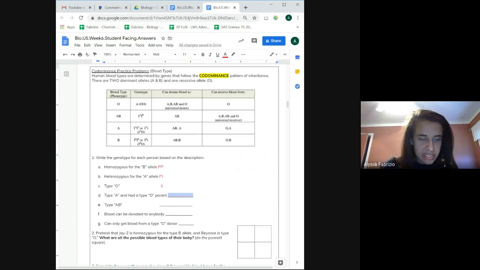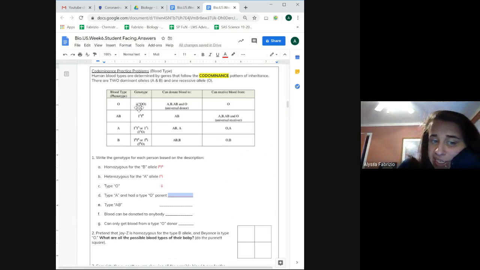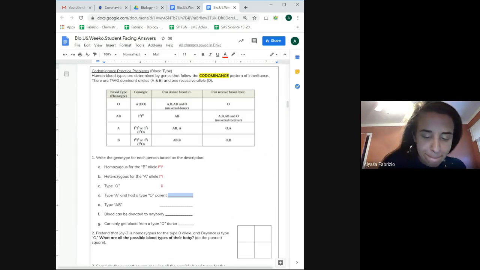So type A and had a type O parent. So this means someone had type A blood. So we know that it's one of these, but they had a type O parent. Then we look at what the possible genotype for a type O parent is, and it's homozygous recessive for this small i, meaning that they must have got at least 1 small i allele from their parent. So we know that they are heterozygous for type A blood. So that's what their genotype would look like.